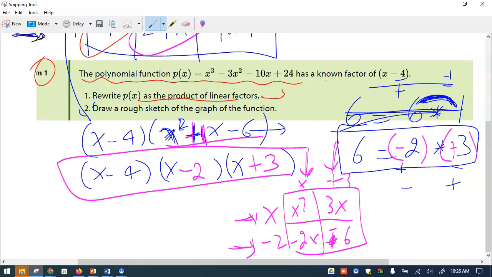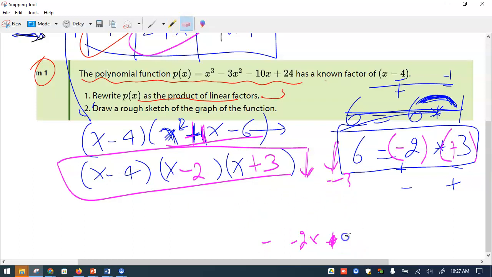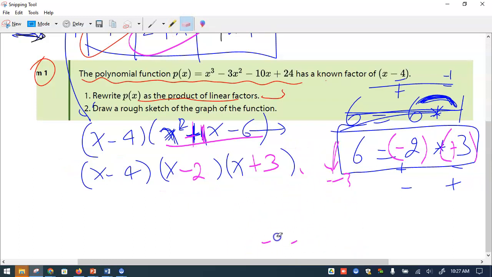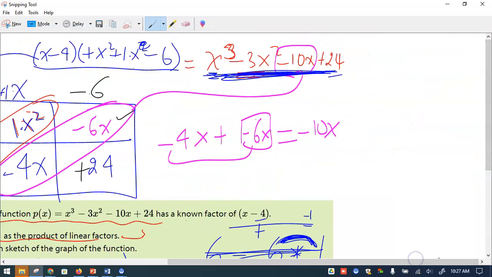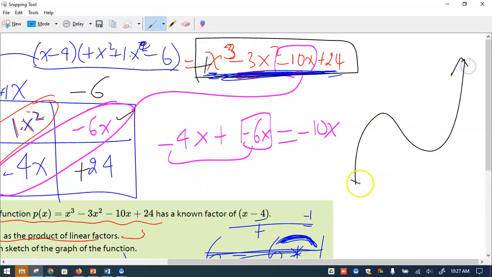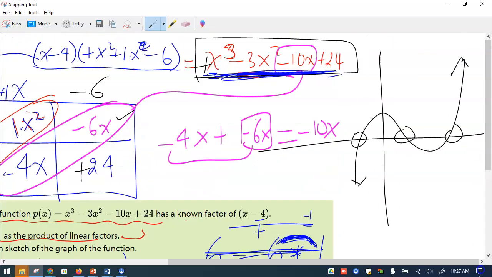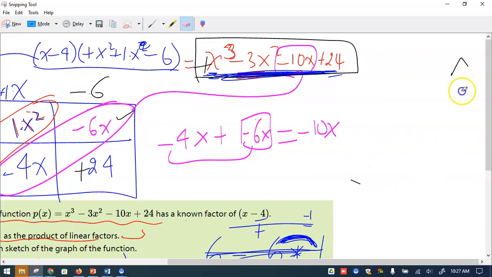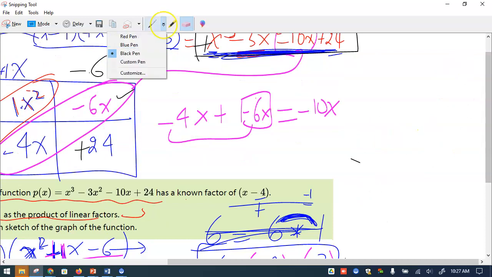Another question they ask is how do you sketch this? This is a cubic polynomial. In the beginning, this is a cubic and it is positive, so it has to be something like this. It crosses the x-axis at most three times. So now all you do is check the opposite of the factor numbers.